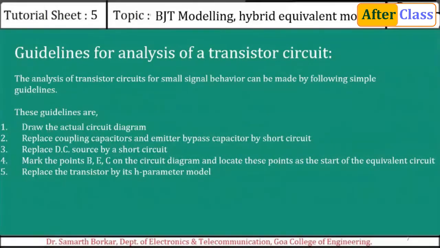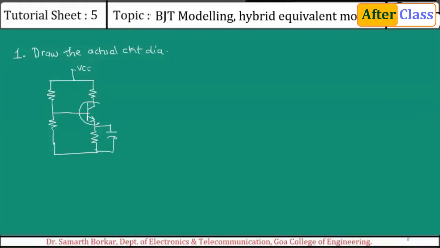What is the first step? Draw the actual circuit diagram. Let me draw the circuit diagram. Circle the transistor. Output is taken from this terminal with a capacitor. Why is this capacitor used? To block the effect of this DC source. This is DC voltage. Why is it VCC? Why not minus VCC? Because this is an NPN transistor. Q is the notation for transistor.